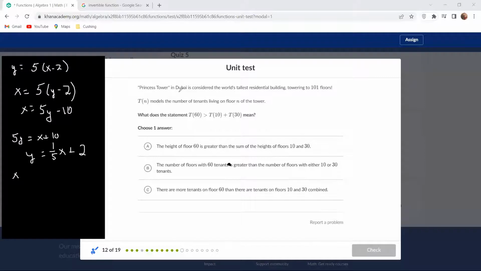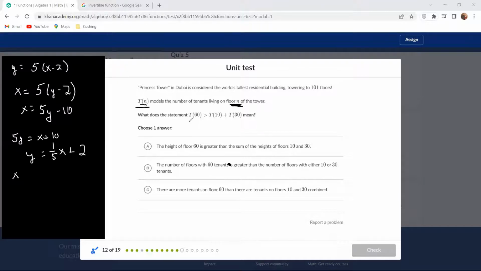Okay, this one says Princess Tower in Dubai, shout out to Dubai, is considered the world's tallest residential building, towering to 101 floors. My goodness. T of n, the function t in terms of n. So the input is n. T of n models the number of tenants living on the floor n of the tower. So whatever the floor number is, we can think of that as our input. If we know the floor number, we can know how many tenants will live there.